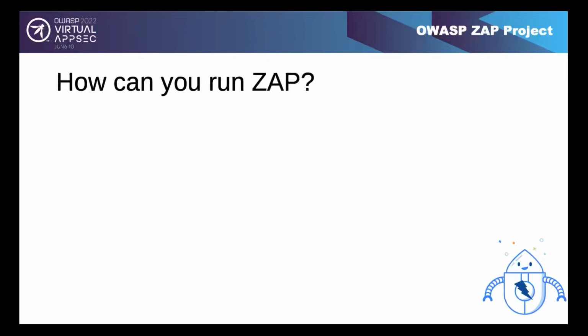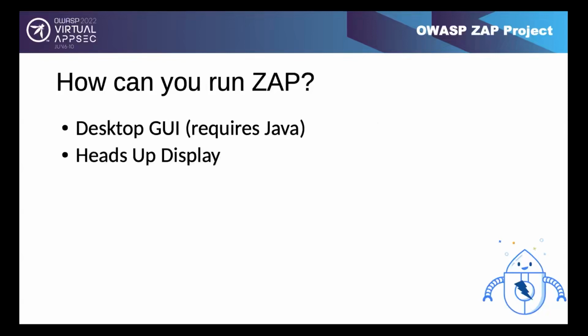So how can you run ZAP? We have a desktop GUI, which I'll be showing you later. That does require Java, although you can actually run it in Docker as well if you want. We have a heads-up display, which basically injects ZAP content into your browser. That's not something I'm going to demo this time, but I've demoed it quite a few times. We've got loads of videos on zaproxy.org, so have a look there if you want to see that in action.